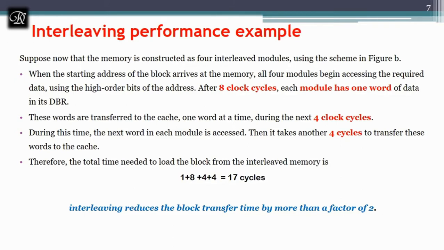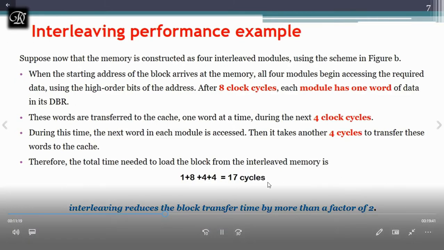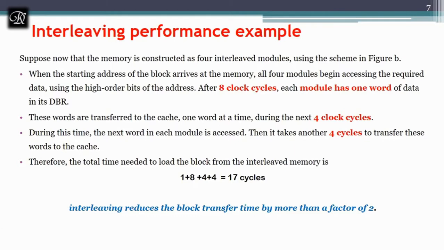Previously, without interleaving, we needed 38 clock cycles for the same task, but now we have achieved the same with 17 clock cycles. It means the performance of the system is improved with the help of interleaving by a factor of 2. It has doubled.